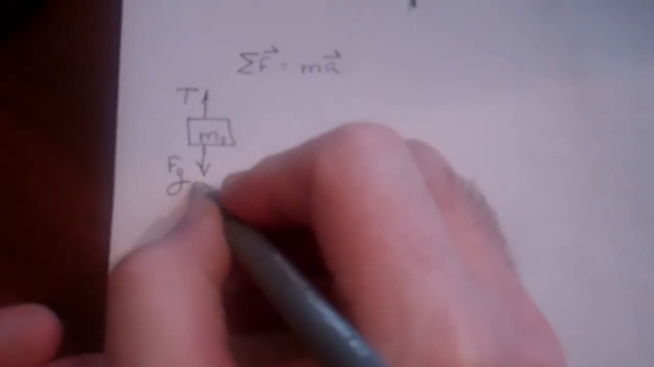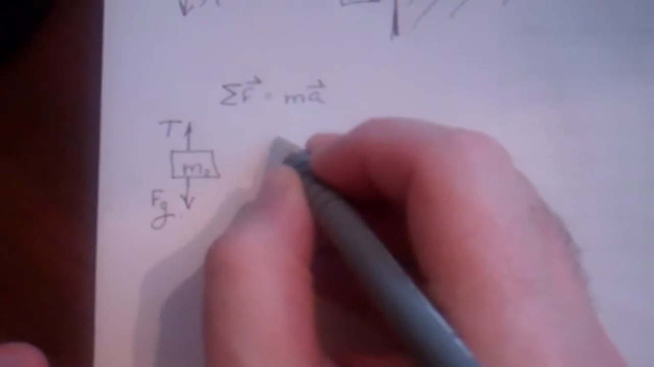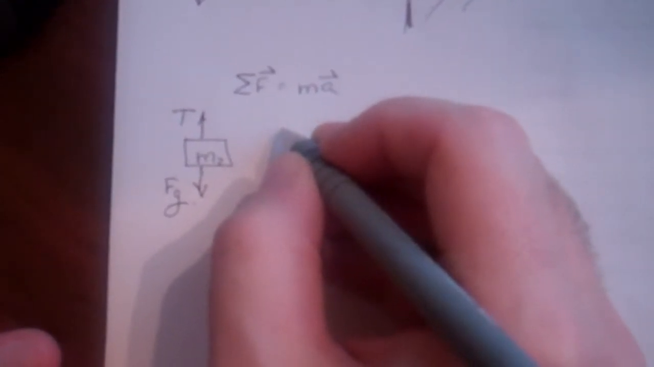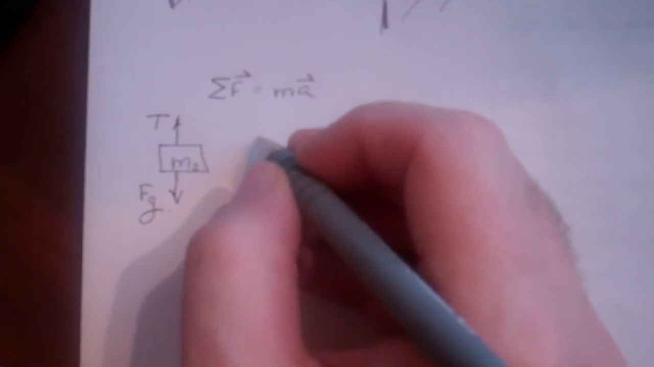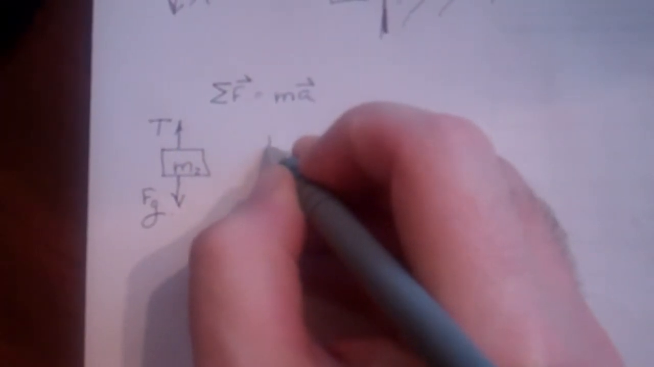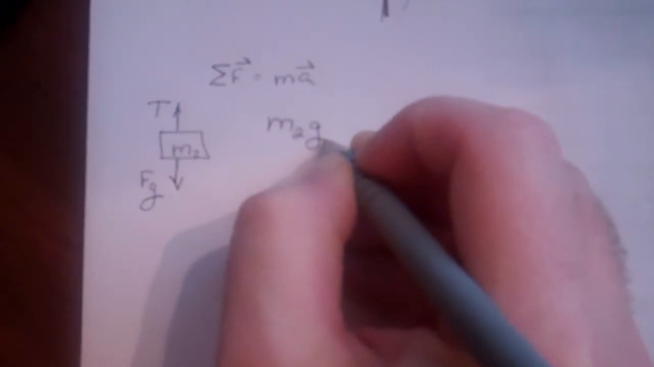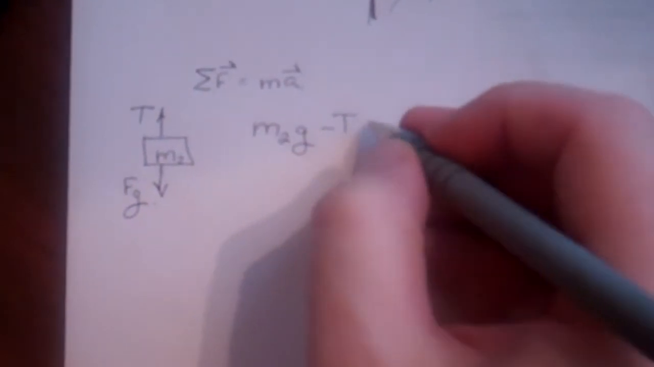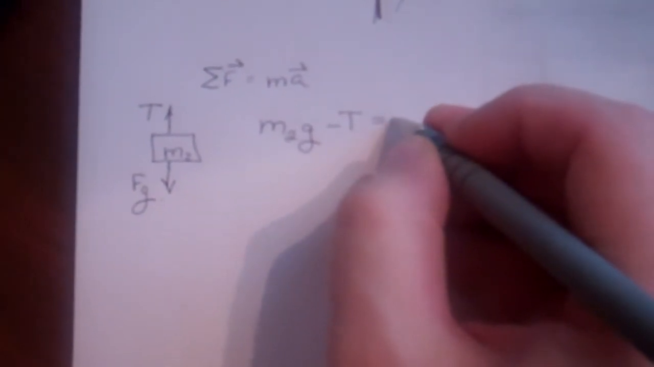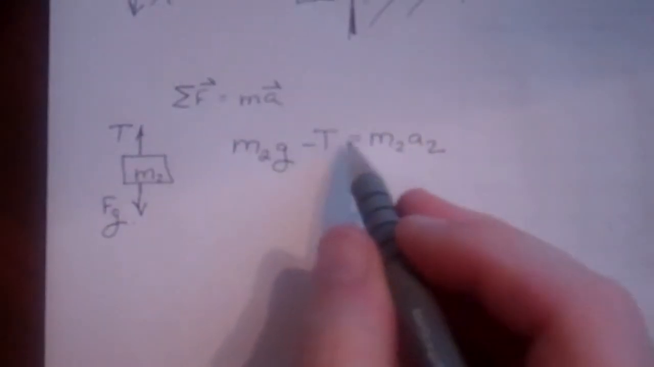Okay, so we have the force of gravity going down and the tension going up. So we can know that... Alright, now here's the tricky part, so pay attention. Are you paying attention? The gravitational force, we know that's going to be m2g minus the tension. It's going to be equal to m2a2. Now how did we get this sign here?